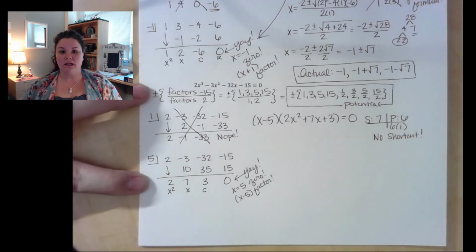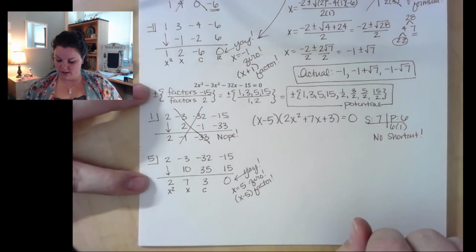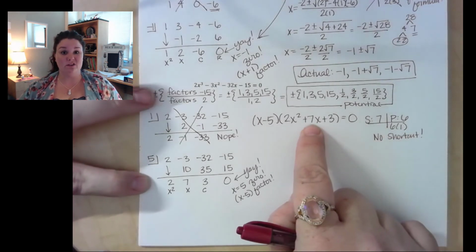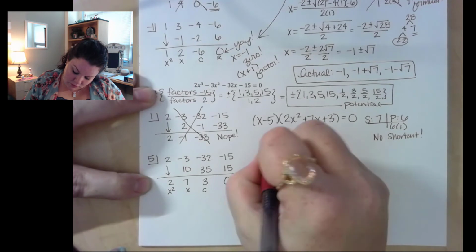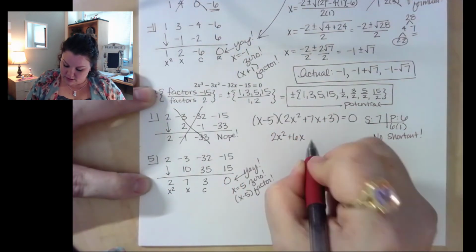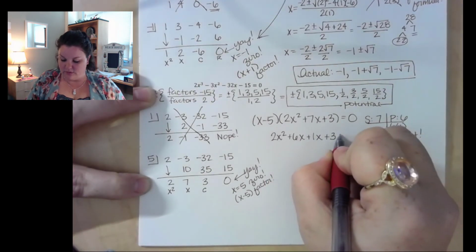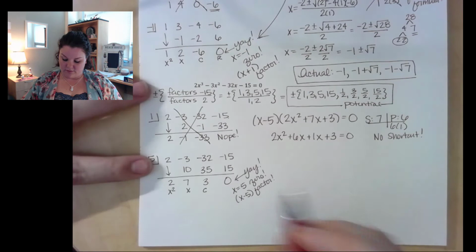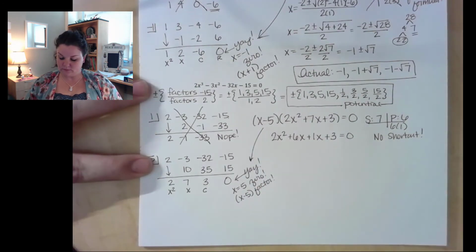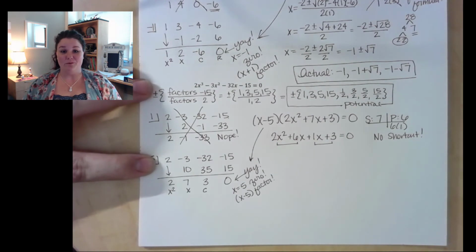If I can't use the shortcut, that means I'm going to take these two numbers that I found in my chart and replace that middle term so I can do grouping. So I have 2x squared plus 6x plus 1x plus 3 equals 0. I'm not going to solve this one because we already solved it there. So I'm just going to worry about this piece, factoring it by grouping.